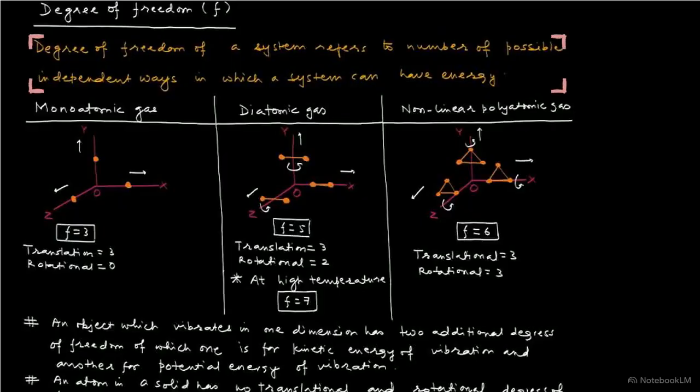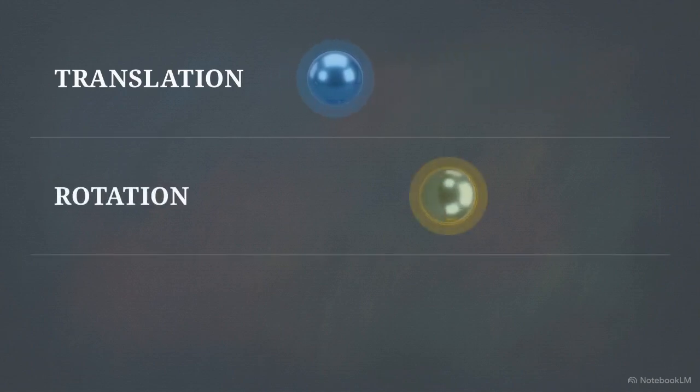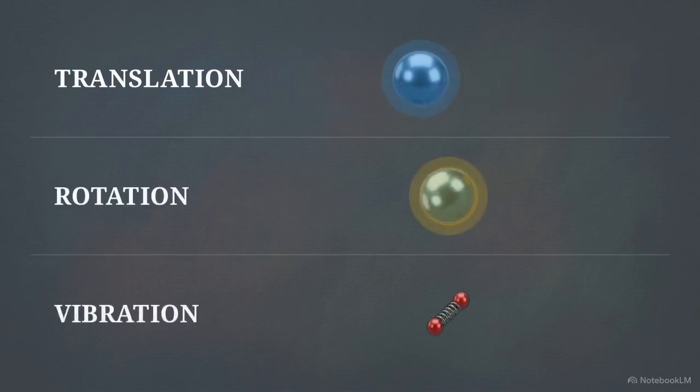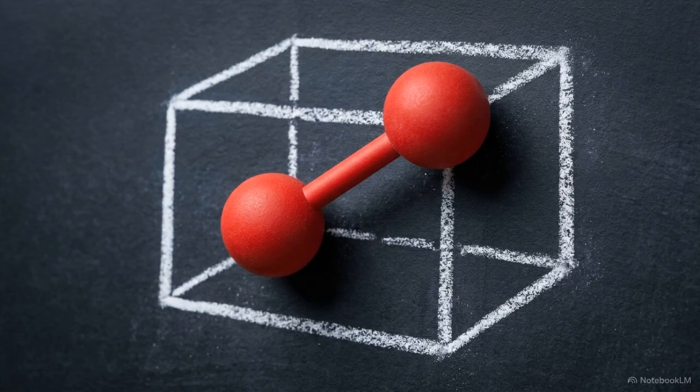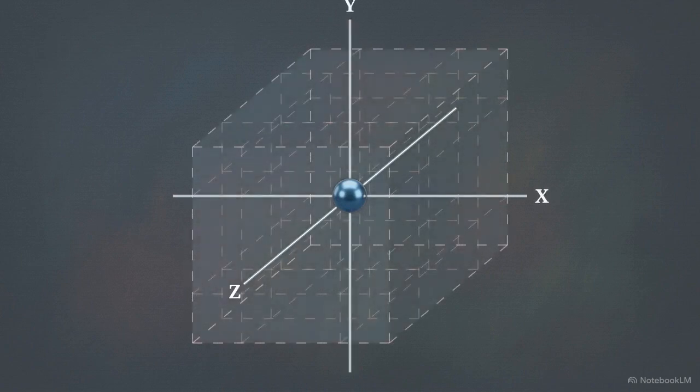The degree of freedom of a system refers to the number of possible independent ways in which a system can have energy. For any given molecule, those independent ways fall into exactly three categories of motion: translation through space, rotation along an axis, and internal vibration. However, a molecule cannot simply move however it wants. The specific number of these energetic pathways available to it is dictated entirely by a strict set of geometric rules.